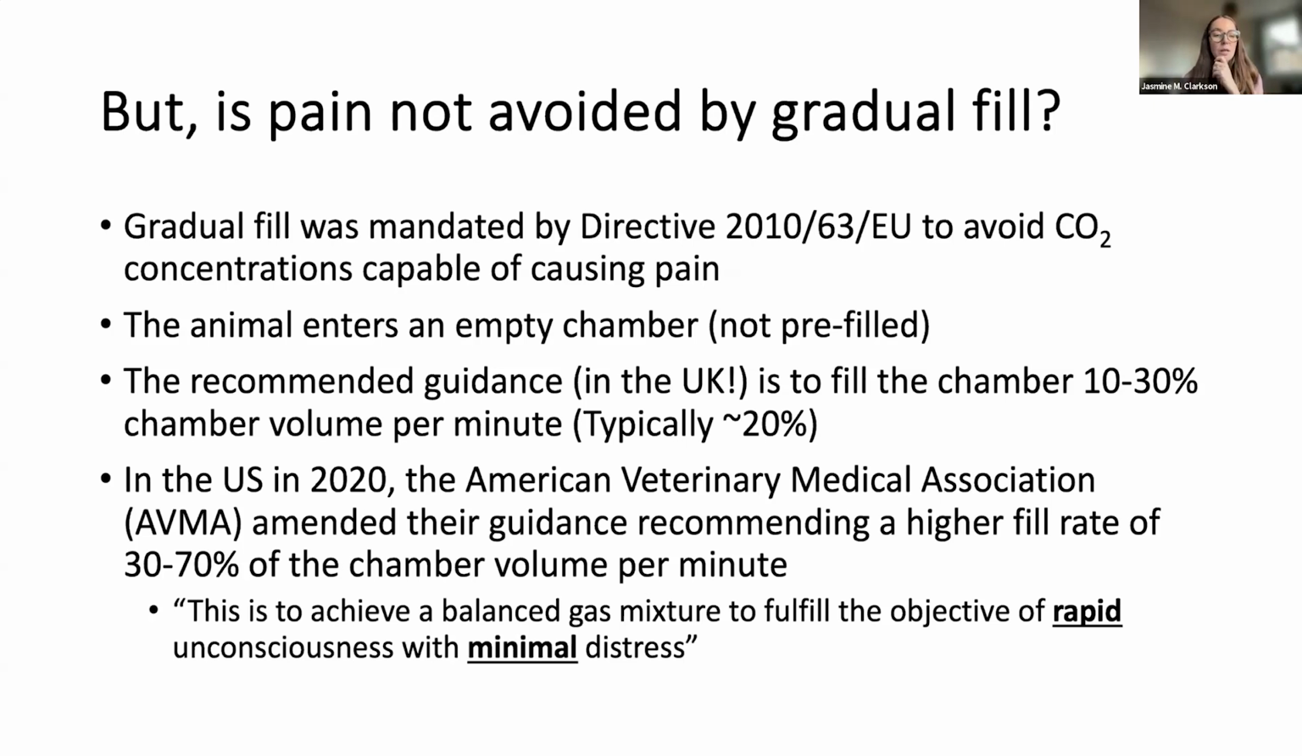So typically we fill at a 20% chamber volume per minute, whereas that's much higher across the US, so it's 30 to 70%. And this was obviously changed because it's thought to achieve a balance between rapid unconsciousness with minimal distress. And therefore, again, it nicely highlights that although we're all working in similar areas with the same species, there is this lack of cohesion internationally in terms of how we are doing these euthanasia methods.